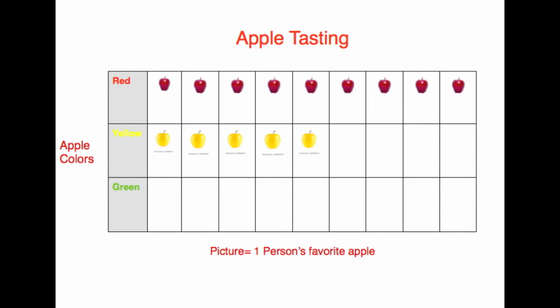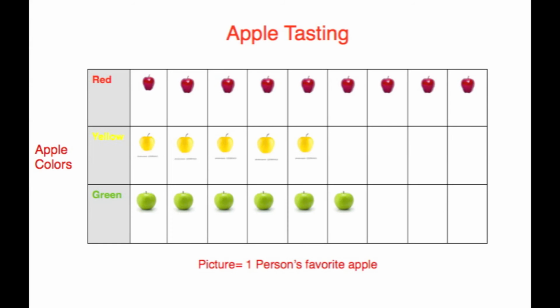Next, we will graph the yellow apples. The yellow apples will be placed in the second row under the red apples. Lastly, we will graph the green apples. They go on the last row of the picture graph, right under the yellow apples.